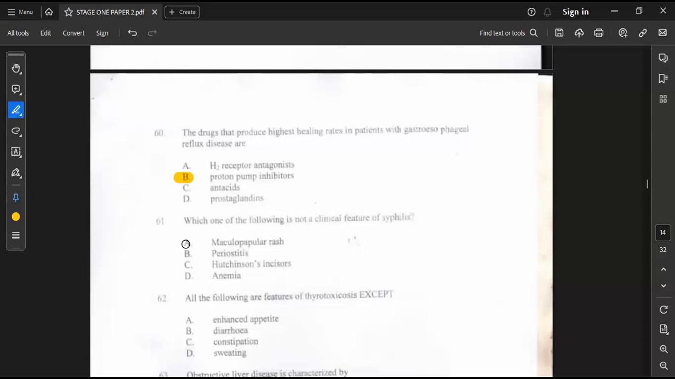Okay, which of the following is not a clinical feature of syphilis? Maculopapular rash. You had said that is a common symptom of secondary syphilis, if I'm not wrong. Periostitis, Hutchinson's incisors, anemia. But guys, you can enlighten us on that, because I only remember you said the common symptom of secondary syphilis is macular papular rash.